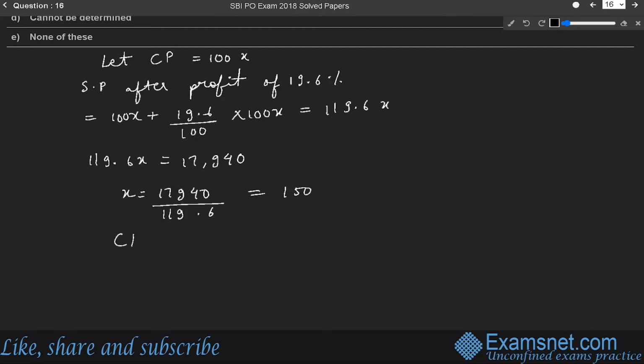Therefore, we can say that the cost price will be equal to 100x, which is 100 into x. So 100 into 150 will be equal to 15,000. So the cost price is 15,000.